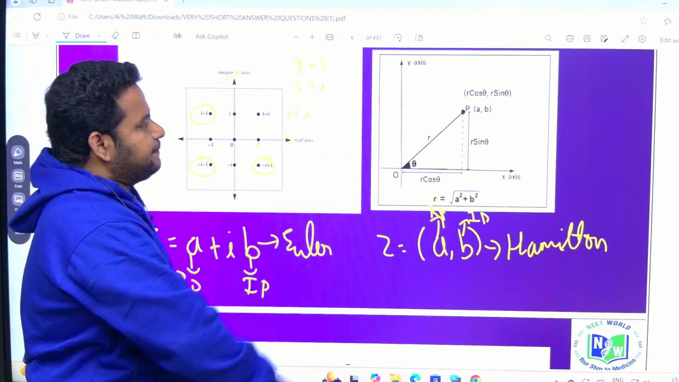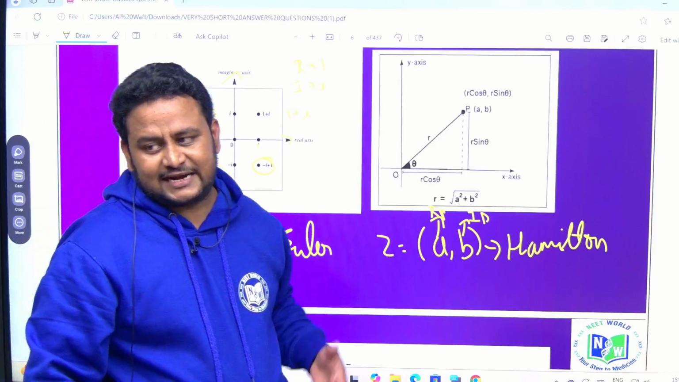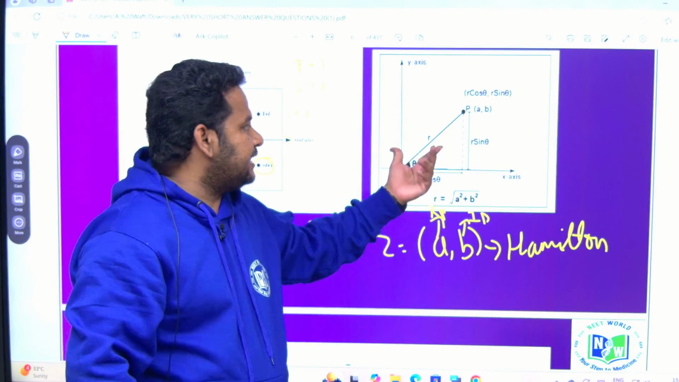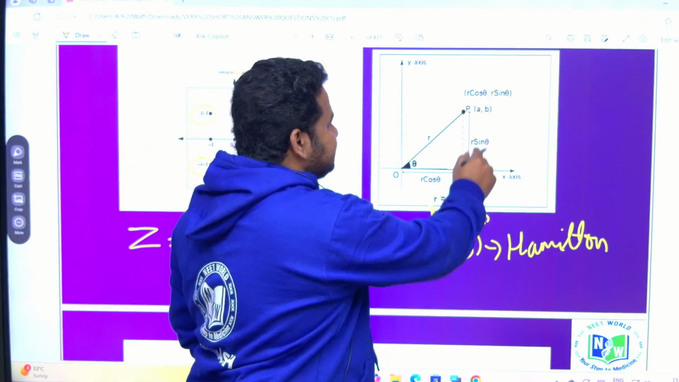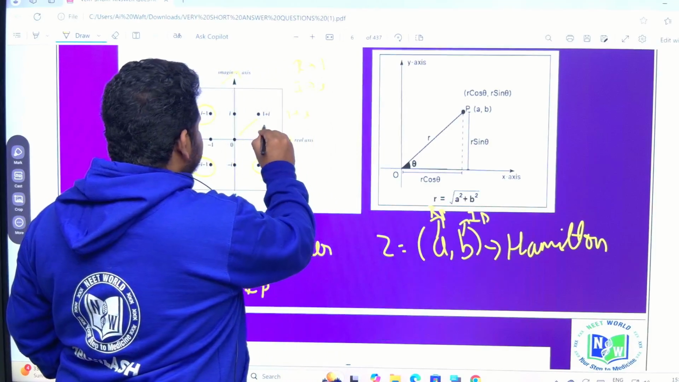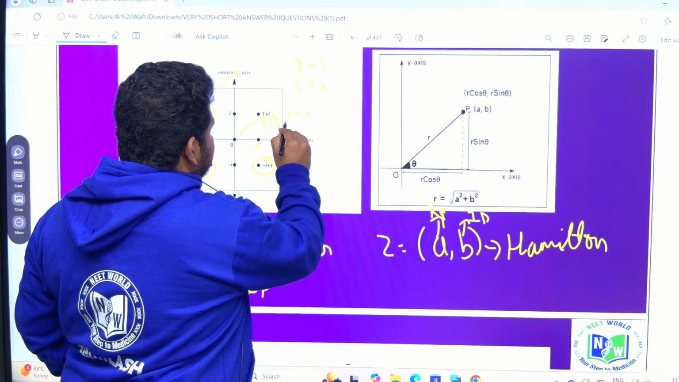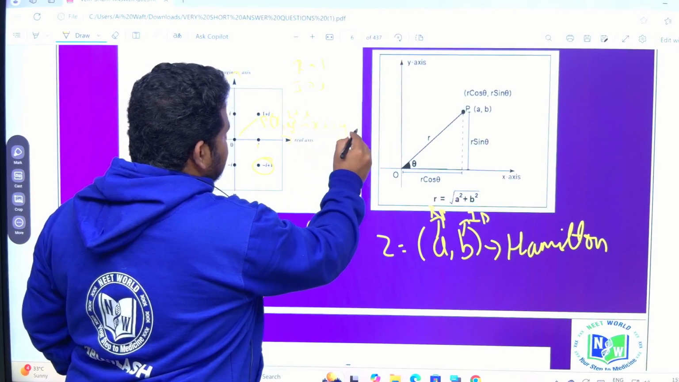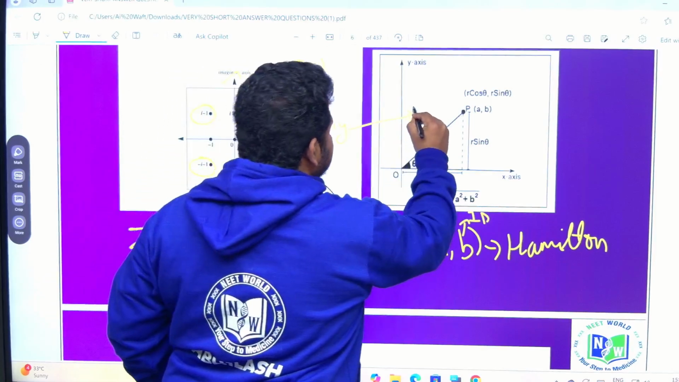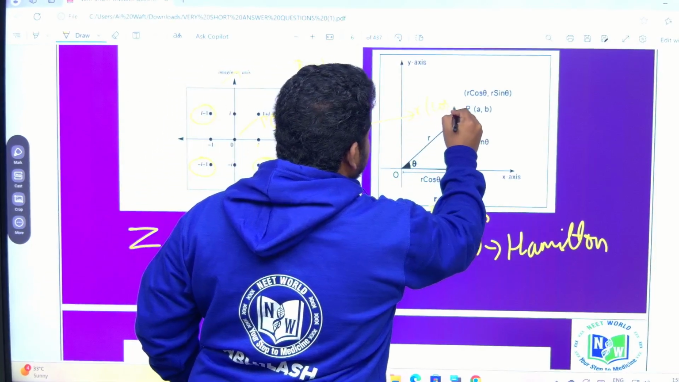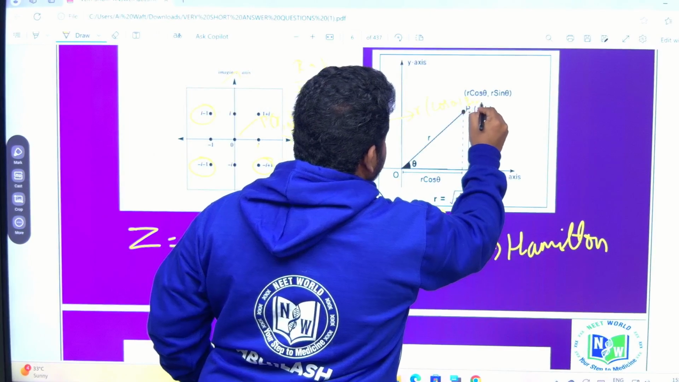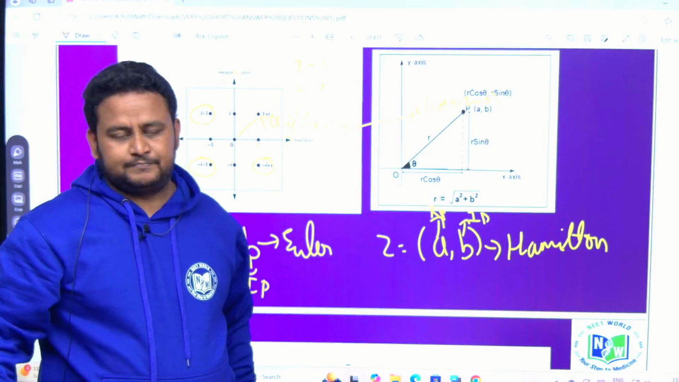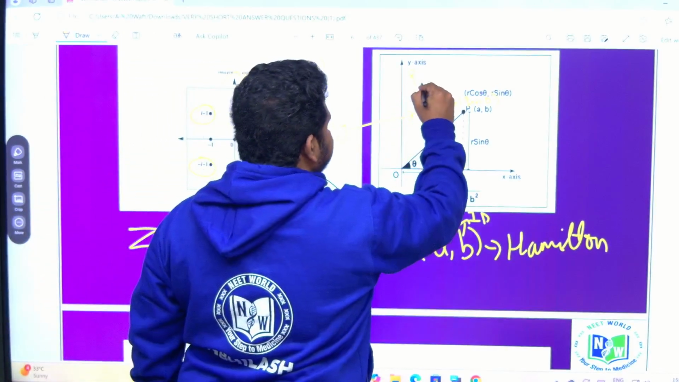Next, how do you represent it in polar form or the Argand plane? Here theta is the value. Suppose P is a point, you get it as (x, y), which can be represented as x plus iy. The same thing can be represented as r into cos theta plus i sin theta. This is polar form.